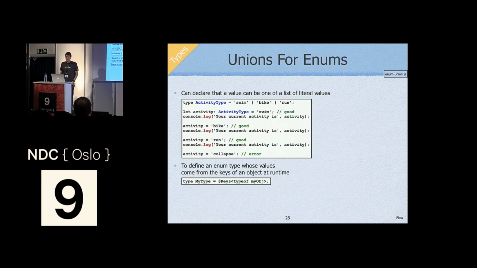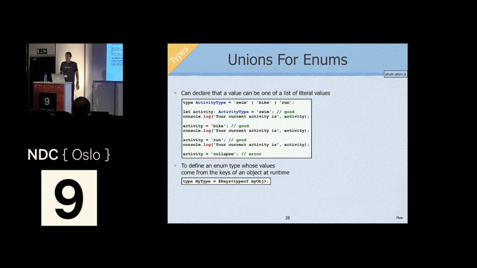You can also use unions for a plain enumeration. So here I have an activity type, and you can either have it be swim, bike, or run. And then if I have a variable that's activity type, I can assign any of those 3 strings. But if I try to assign anything else, I'm going to get an error from that. So we finally have good support for enums as long as you're using Flow or TypeScript.